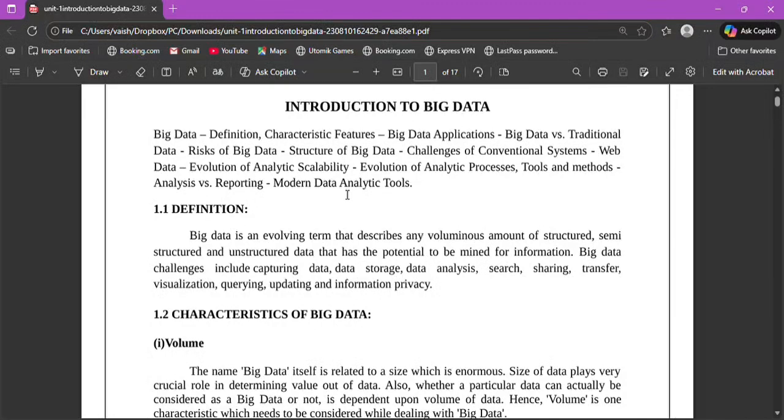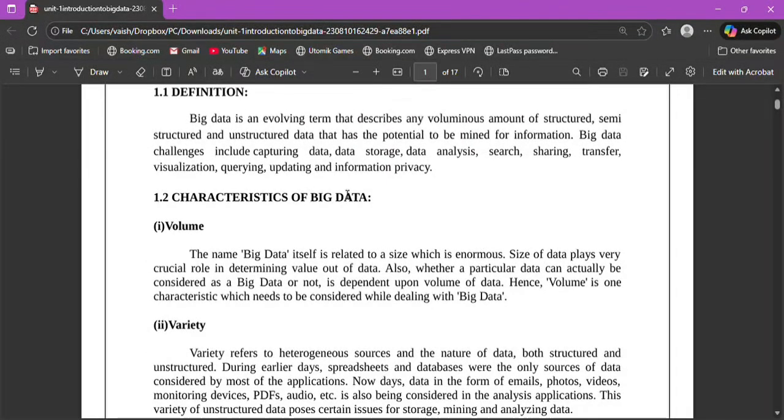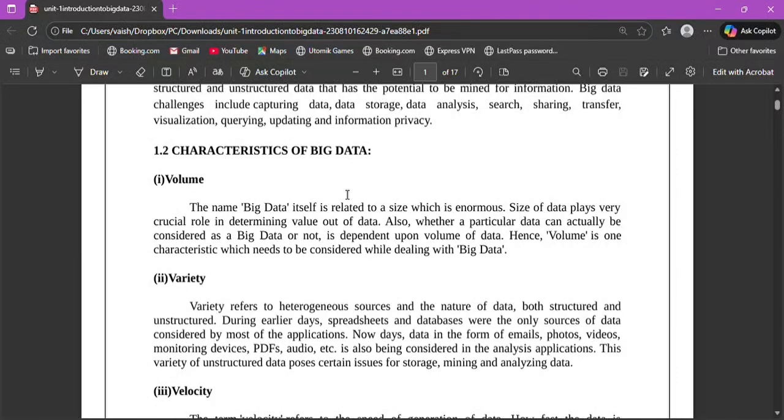Now, characteristics of big data. First is volume. The name big data itself is related to a size which is enormous. The size of data plays a very crucial role in determining the value of data. Also, whether a particular data can actually be considered big data or not is dependent upon the volume of data. Hence, volume is one characteristic which needs to be considered while dealing with big data.